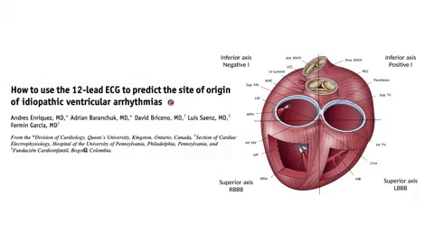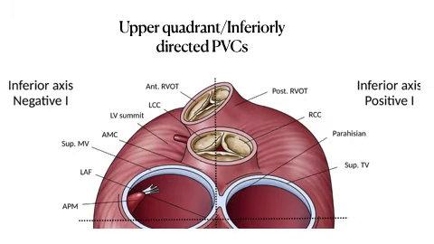They have divided the heart into four quadrants and broadly divided the PVCs into those with a superior axis and those with an inferior axis. Inferiorly directed PVCs have positive reflections in leads 2, 3, and aVF, while superiorly directed PVCs have negative reflections in the same leads. Few PVCs show inferior lead discordance, which has also been discussed.